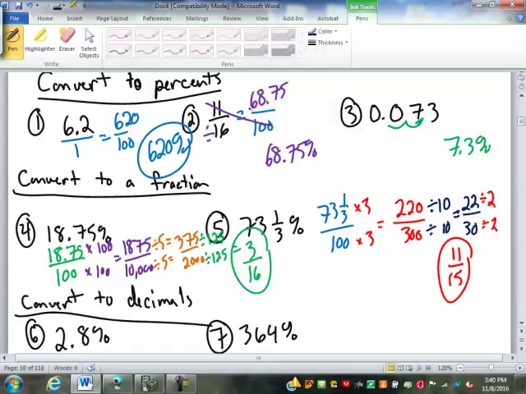Is there anybody that's got all 5 right so far? Good.